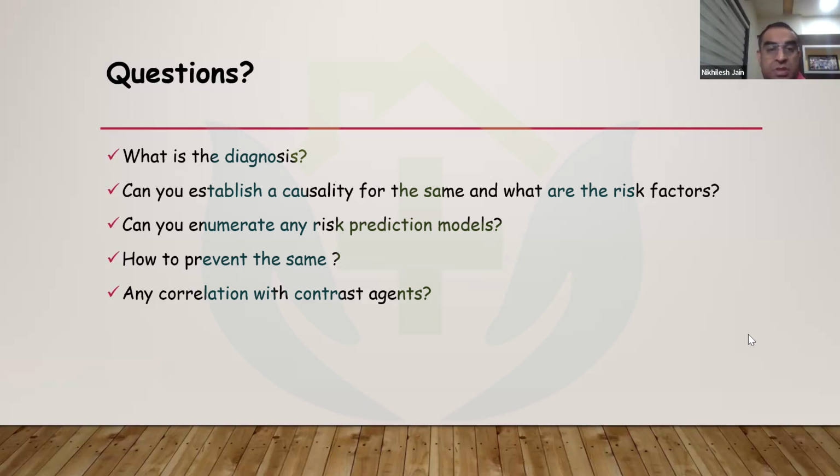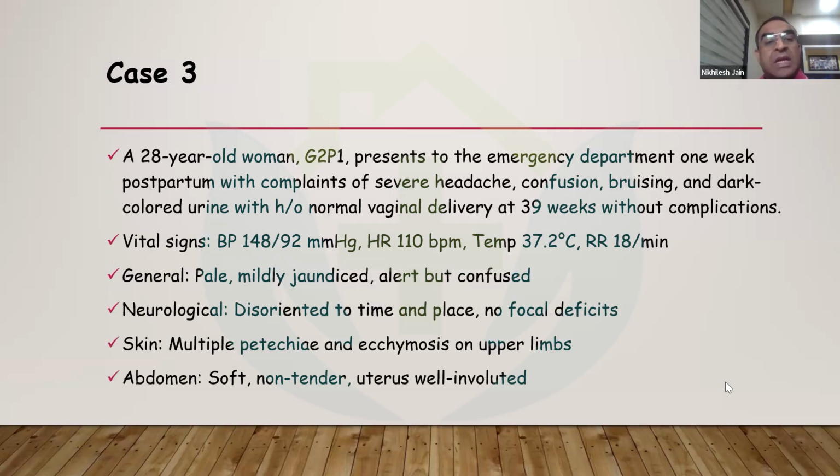Next case vignette, just put your answer in the chat box. A 28-year-old woman, gravida 2, para 1, presents to the emergency department 1 week postpartum with complaints of severe headache, confusion, bruising, and dark colored urine with a history of normal vaginal delivery at 39 weeks without any complications.